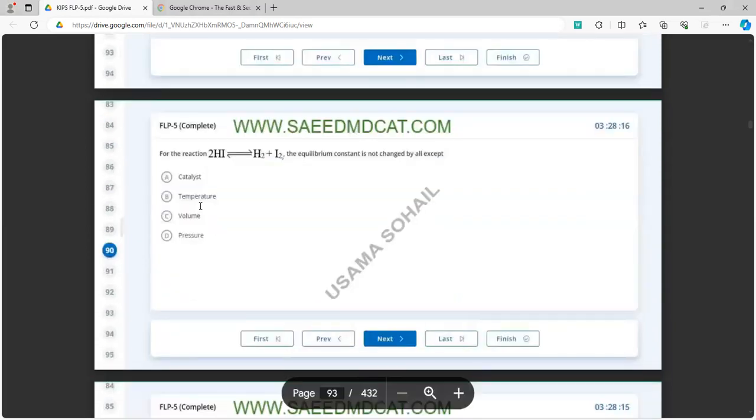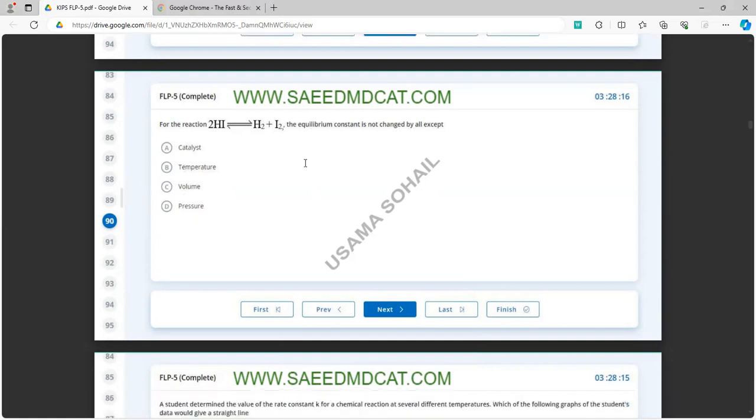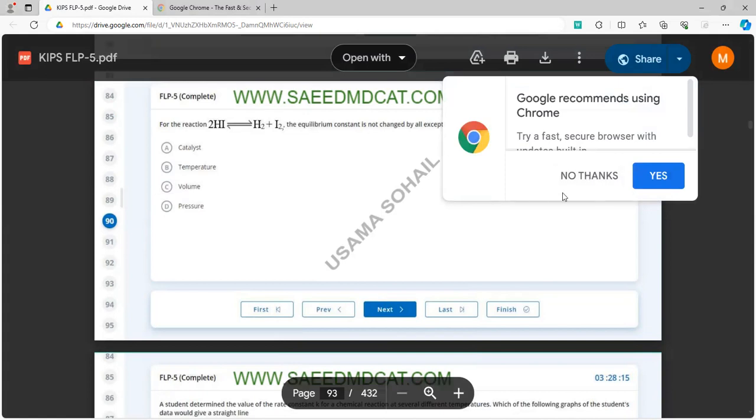Now, on question number 90, the equilibrium constant cannot be changed by any of the following substances except for temperature. Why? Because temperature simply changes the activation energy and it basically increases the overall internal energy of the reaction as well.